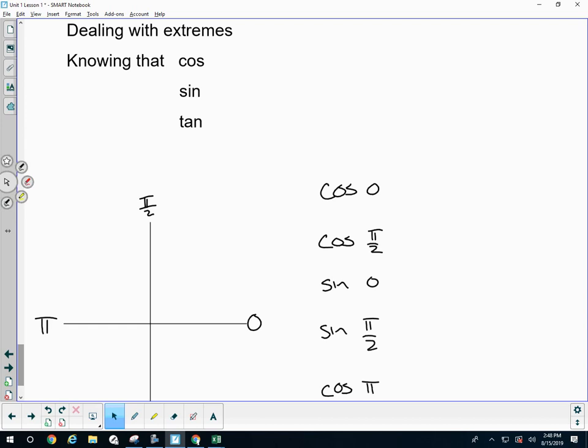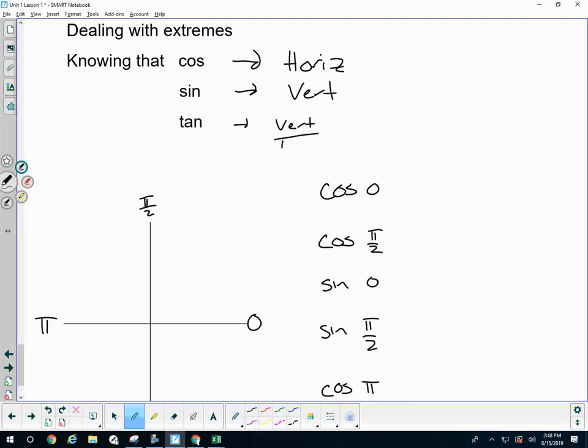Cosine of an angle is always going to be the horizontal distance, and sine is always going to be the vertical distance. Tangent's always going to be the vertical divided by the horizontal. I know quickly and easily, without having memorized anything, that the cosine of 0 is not 0. It's 1.